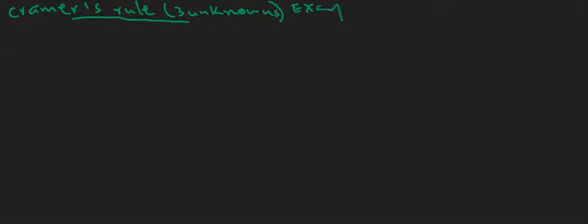So in this video, we shall look at solving linear systems with three unknowns using Cramer's rule. So we want to solve, for example, the following system. Solve for x, y, and z in the following system.